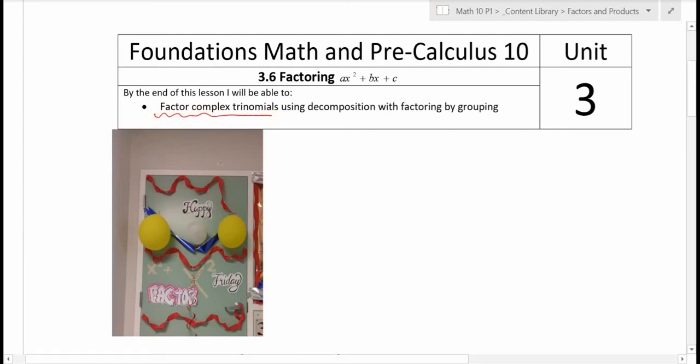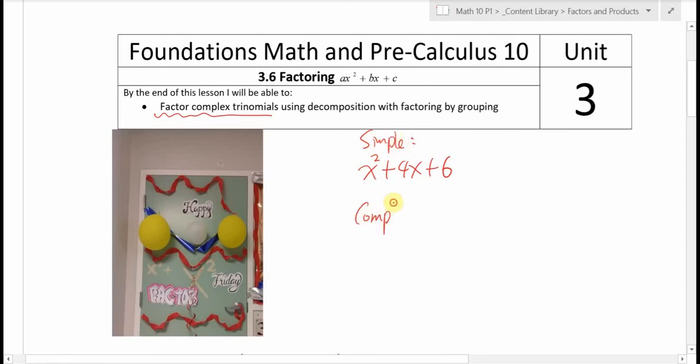Recall, simple trinomials are simply trinomials that start with 1x squared, like this. Something like that. That's a simple trinomial. Now, the difference between a simple trinomial and a complex trinomial is that in the complex trinomial, the leading coefficient is no longer just 1. So this is a simple trinomial. This is simple.